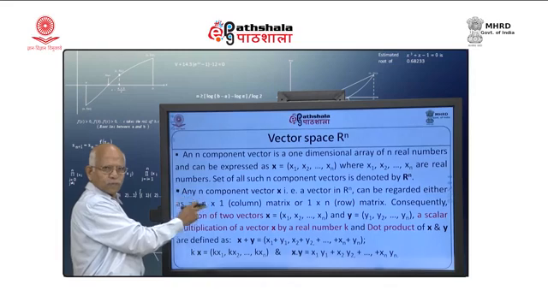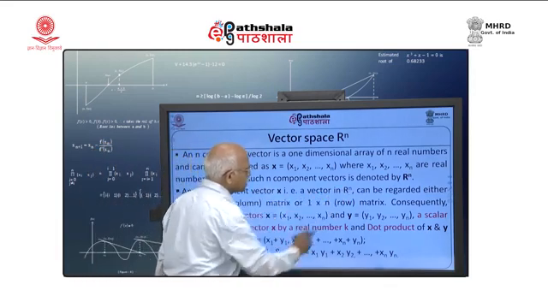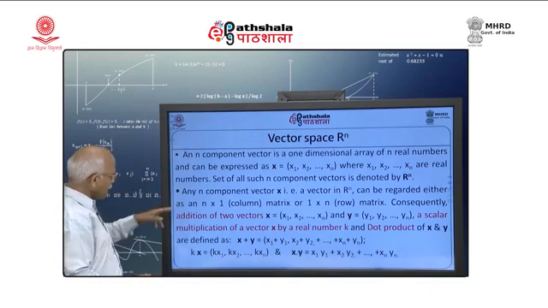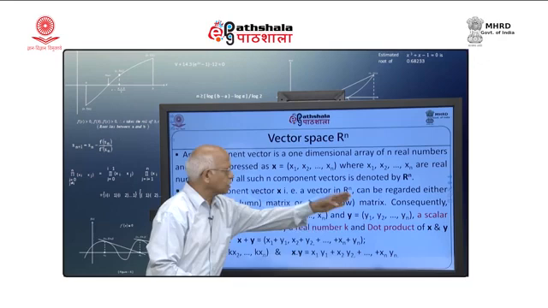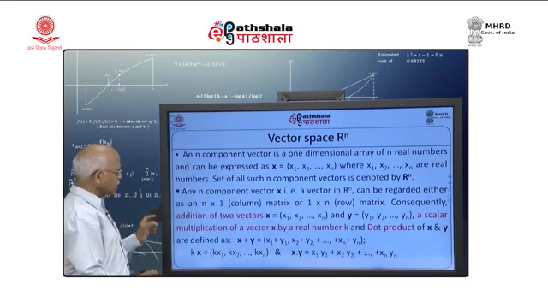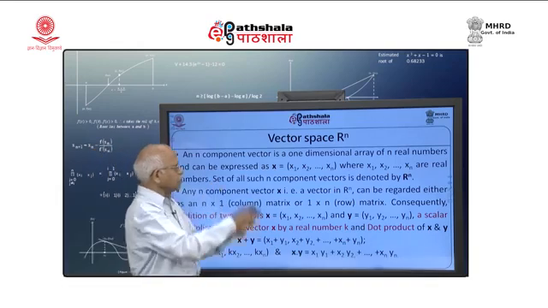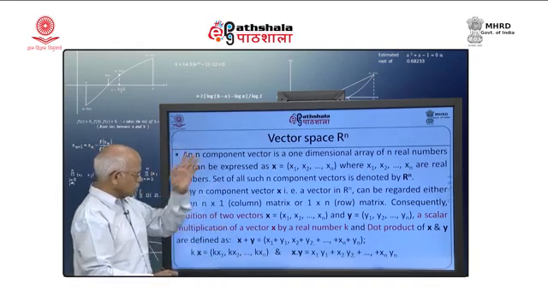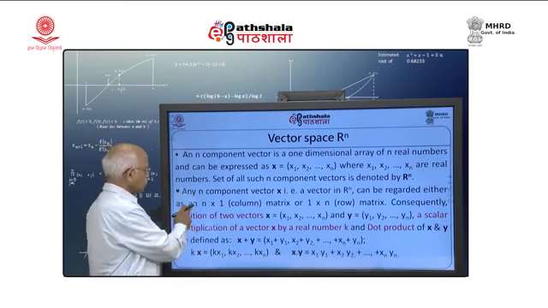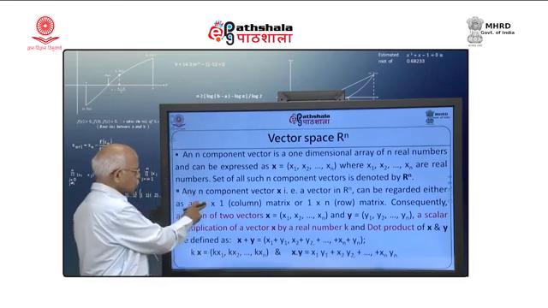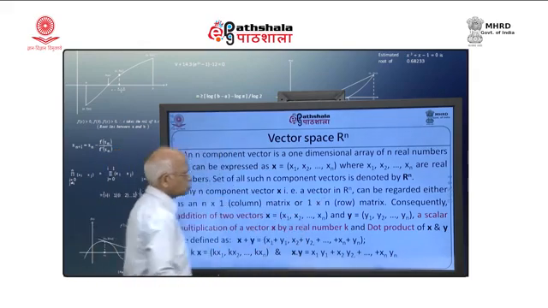Now, any n component vector x bar, that is a vector in R n, can be regarded either as an n cross 1 column matrix or a 1 cross n row matrix, and consequently I can represent it either as a row vector or a column vector. If I write it in a column format, I will get n by 1, so n rows and 1 column. That is a column vector, and 1 by n is a row matrix.